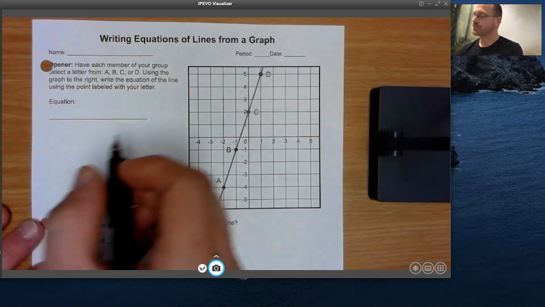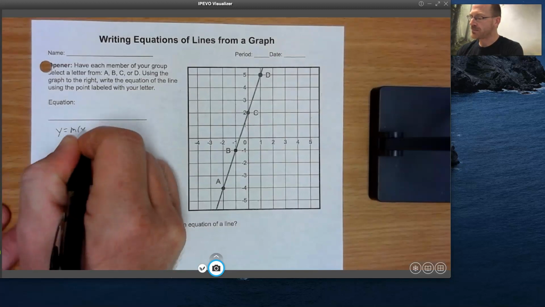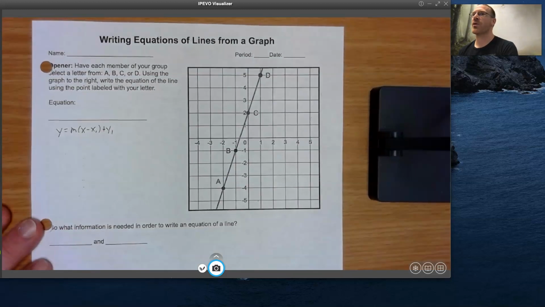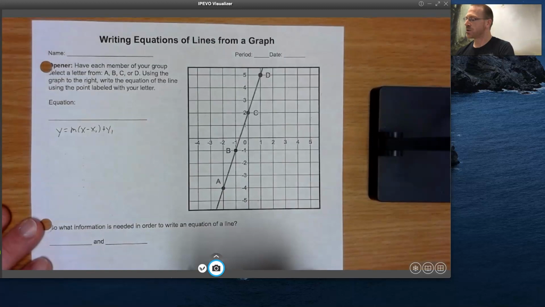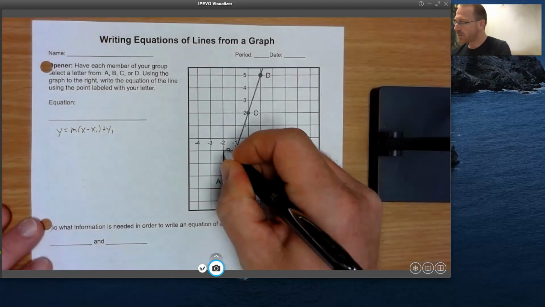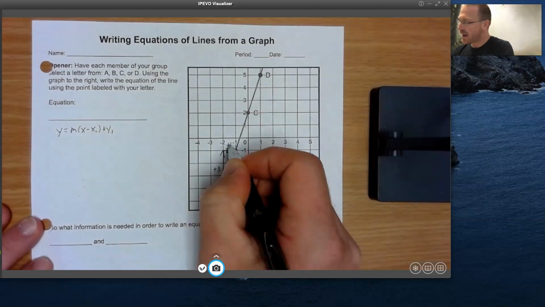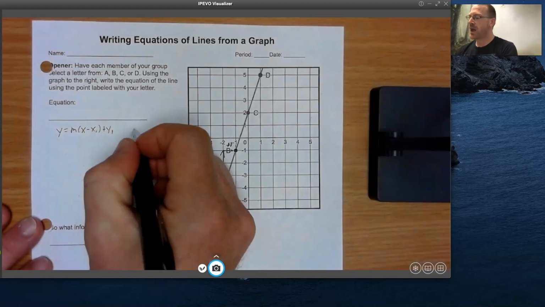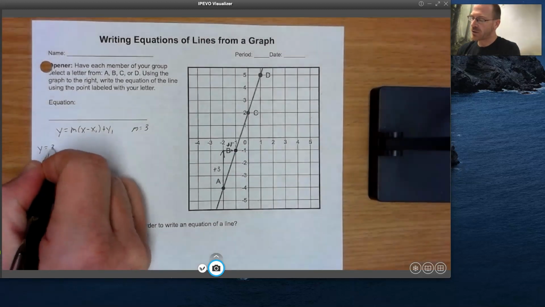When we think about graphing our line, we said that point slope form is what we want. So what we need, no matter what point you pick, whether you picked A, B, C, or D, is that we should all have the same slope. Slope is rise over run. So I go up 3 and I go to the right 1. No matter what point I pick, we should all have a slope of 3. So everybody's equation should be y equals 3.